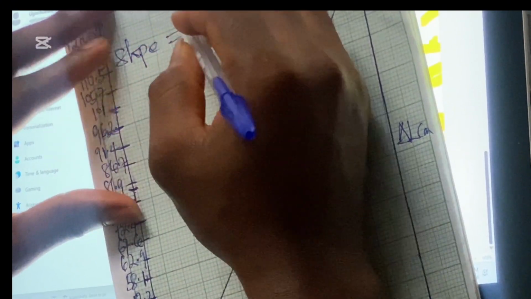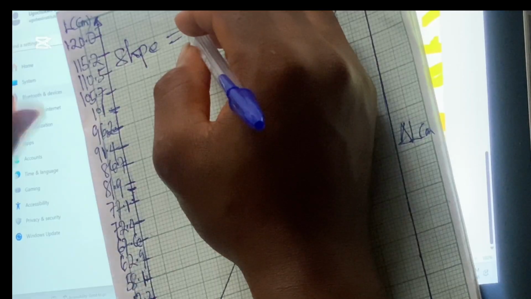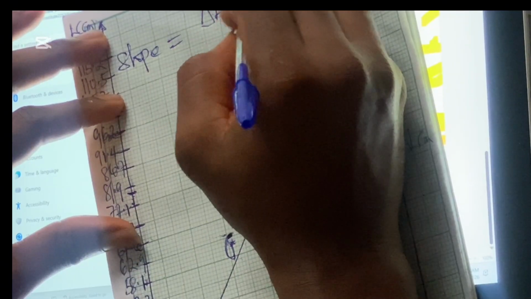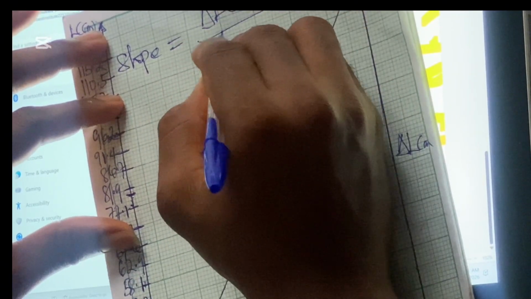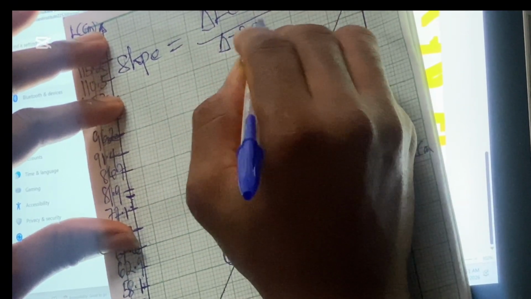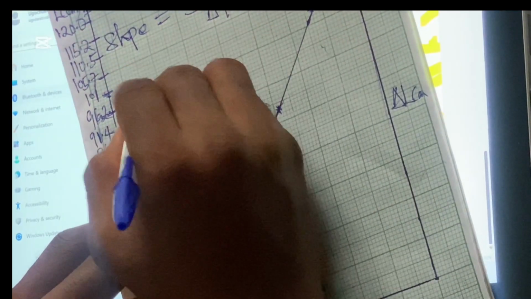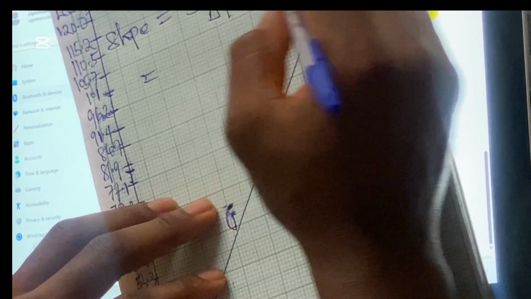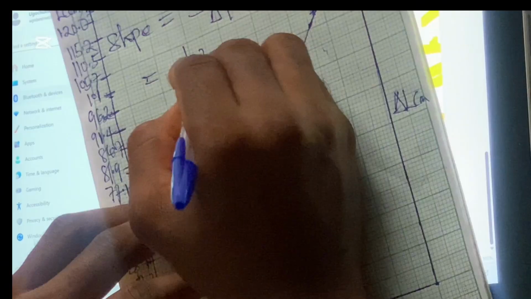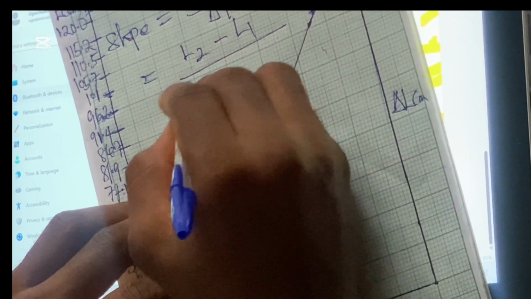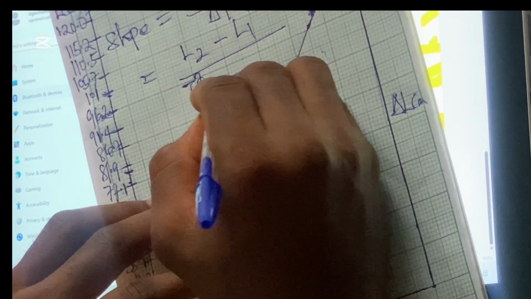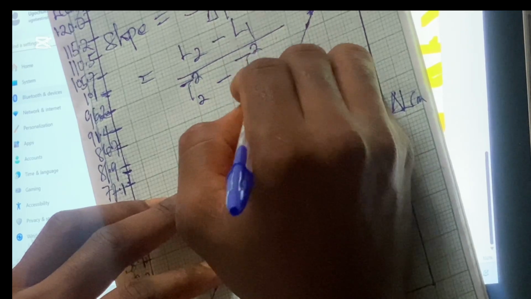So if I want to calculate my slope, it will be equal to, please don't say change in y over change in x. You only take the value representing the y axis. So this will be the change in L, which is in cm, over the change in T square, which is in second square. Now the word change simply means the highest minus the lowest. So this will be L2 minus L1 over T square 2 minus T square 1.